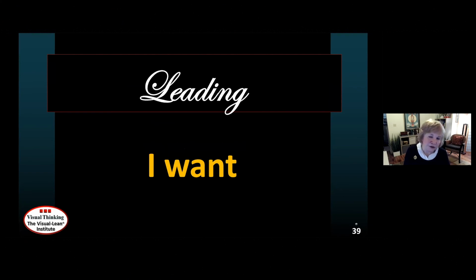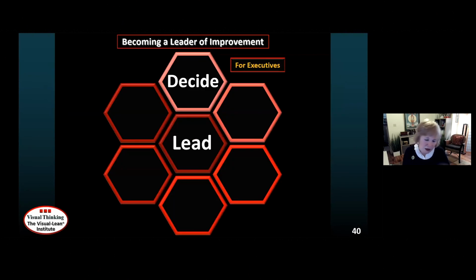So leading, for me, the heart is I want. And in managing, as far as I can see, I can't find any I in it. I can't find any personality. I can't find any ownership of the state of managing, of the condition of managing. But leading has a certain exhilaration of its own. So this deciding is very important.